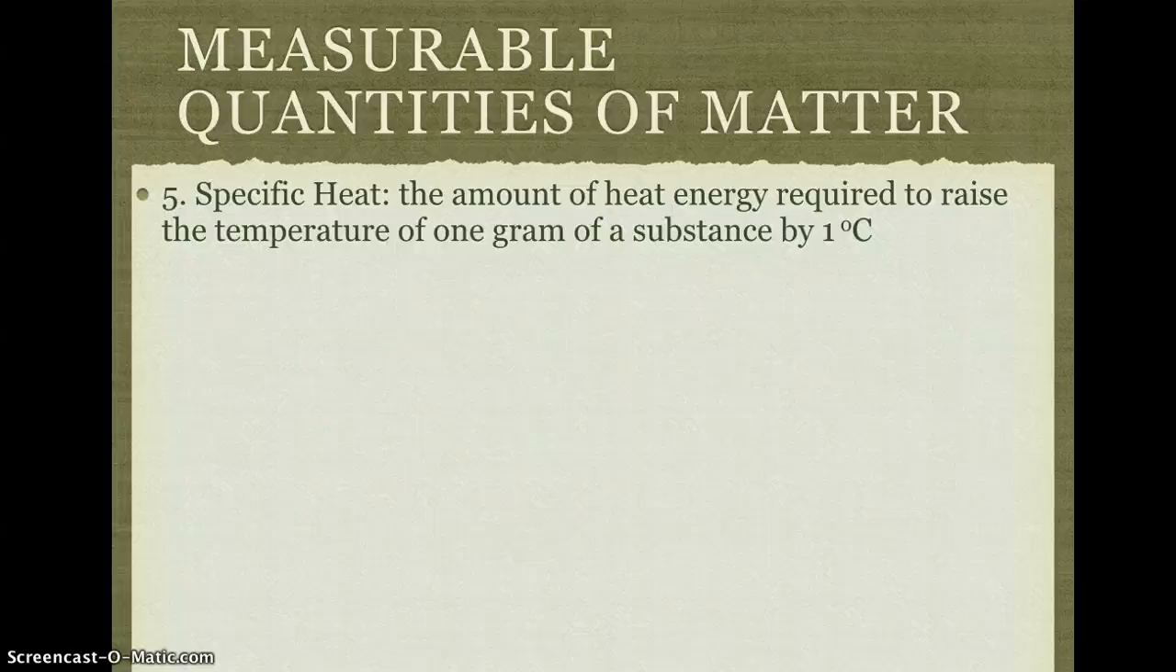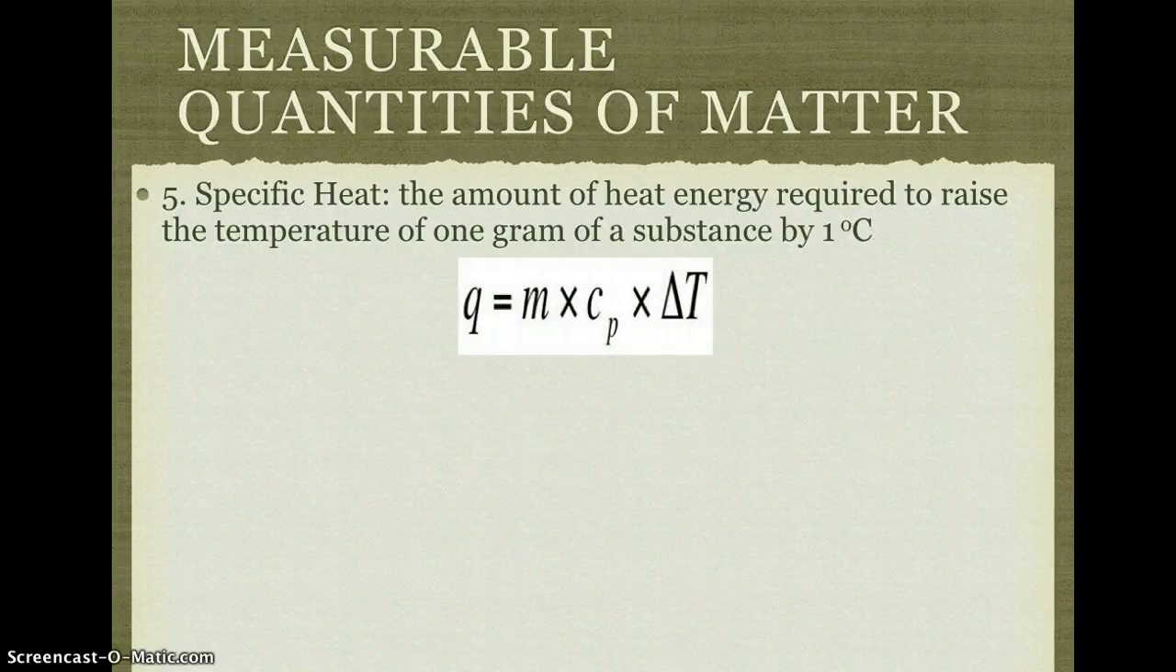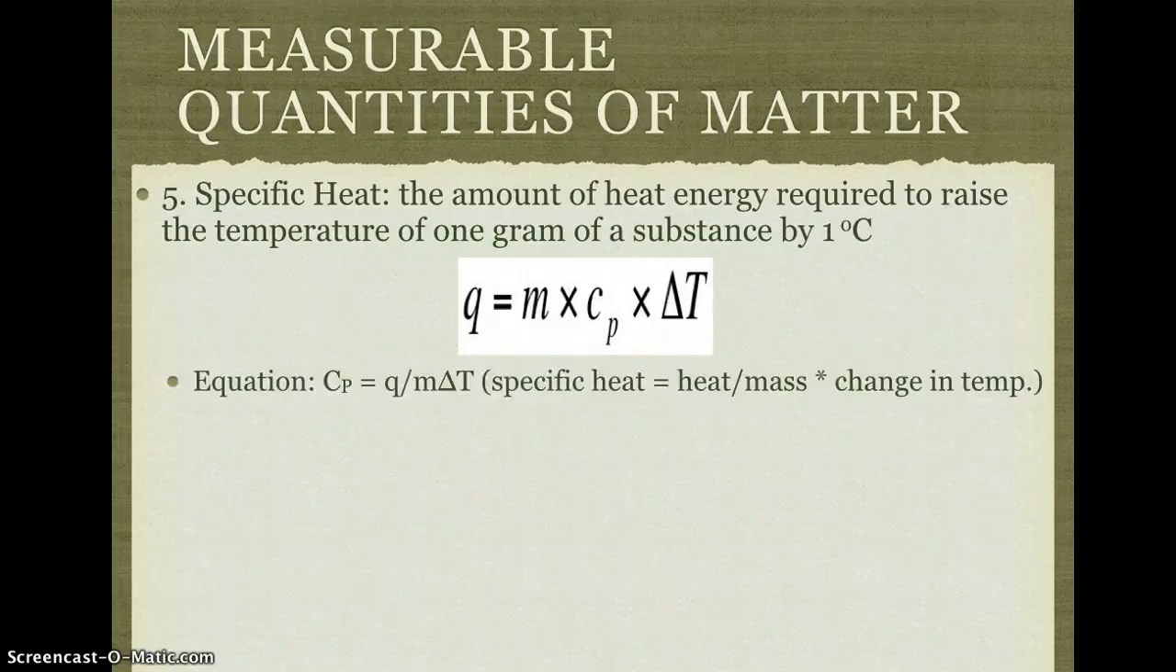This is kind of a mess, so we have a new math equation. We have Q equals M times C sub P times delta T. And that's one way you can look at it. Q is what stands for heat, M is mass, C sub P is specific heat, and delta T is that triangle, means delta, means change, change in temperature. We'll go over this more in class, of course.